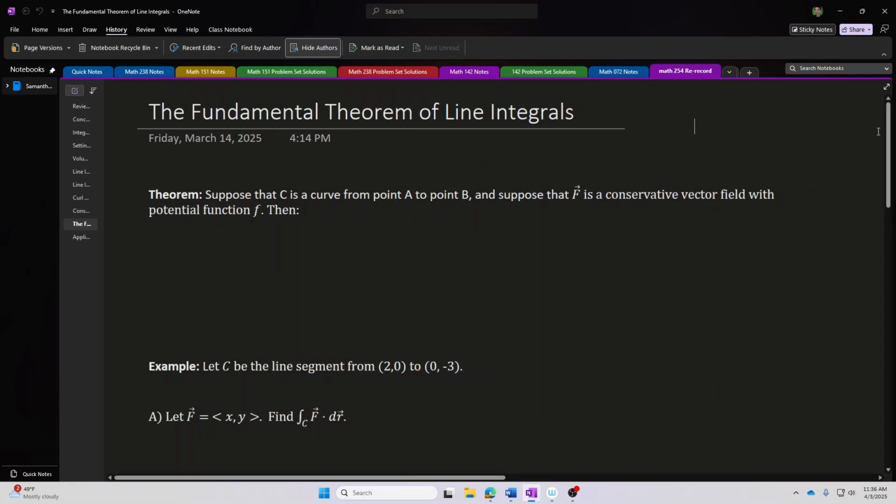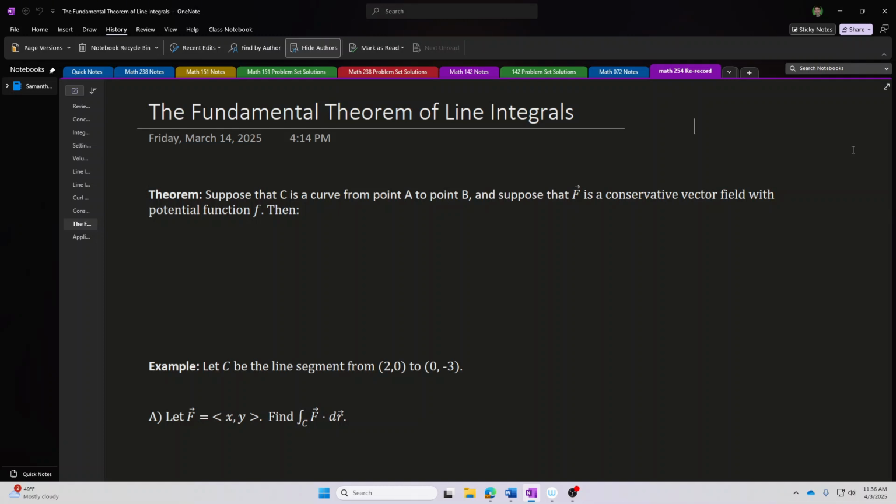So, in the previous lesson, we talked at some length about conservative vector fields and their associated potential functions and how to calculate a potential function for a conservative vector field. And in today's lesson, we're going to be talking about how we can use that potential function to help us calculate line integrals of conservative vector fields very efficiently.